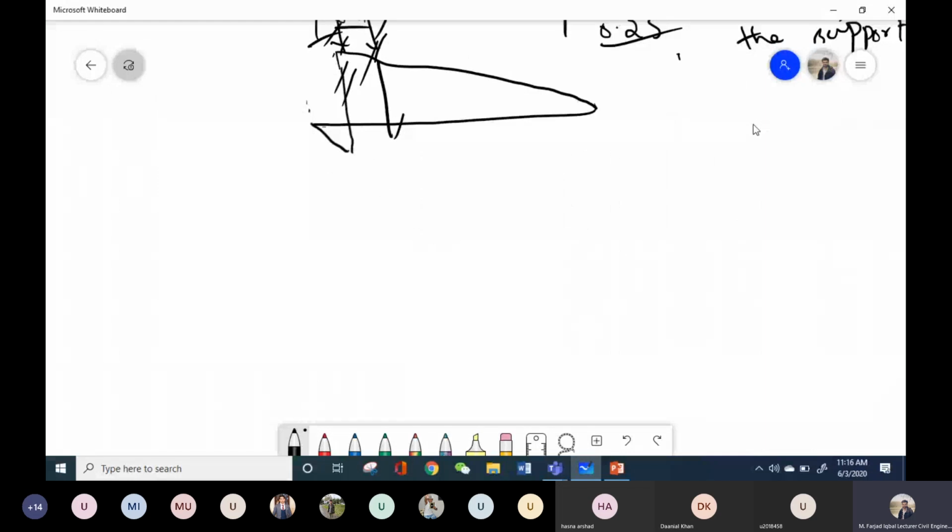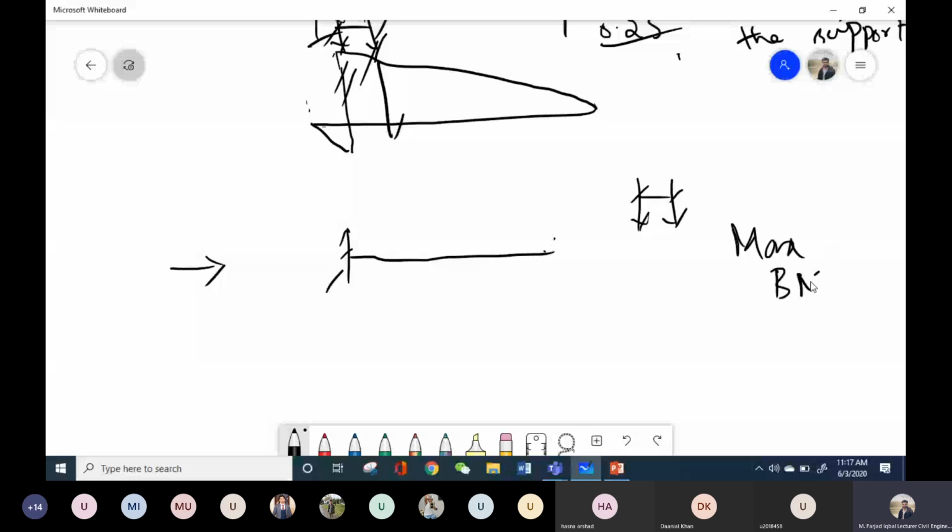Now let's come back to the cantilever beam. Can anyone tell where the maximum bending moment will exist for this cantilever beam? The right side. Right side. Left side, sir. Yeah, it should be on the left side. Just plot the bending moment diagram and you can see.